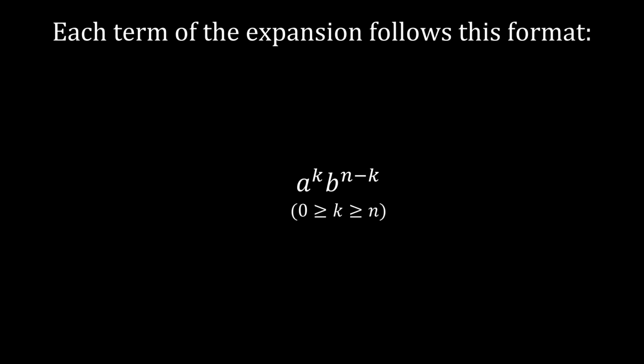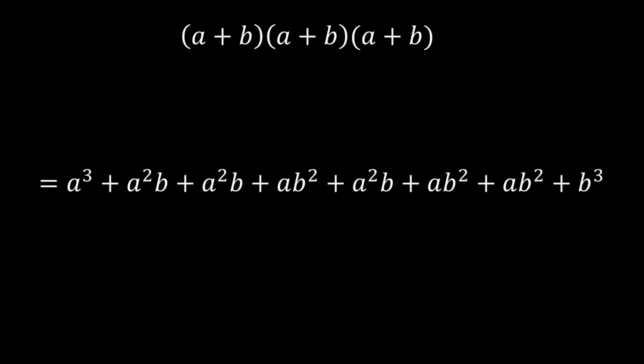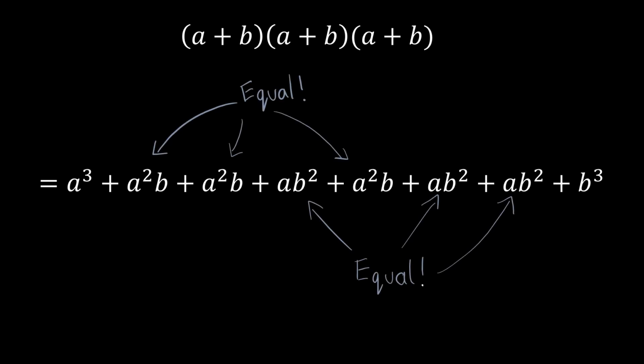k must be in between 0 and n, inclusive, since we can't choose less than 0 a's or more than n a's, since there are only n binomials to choose from. Now, there's one final step of simplification. In our expansion, we have a lot of terms that are equal to each other. We can add all these duplicate terms together.